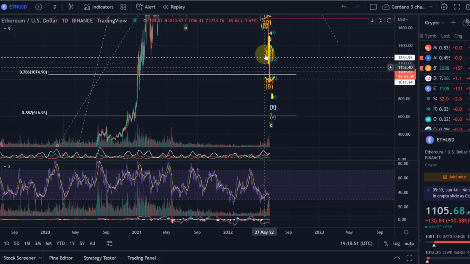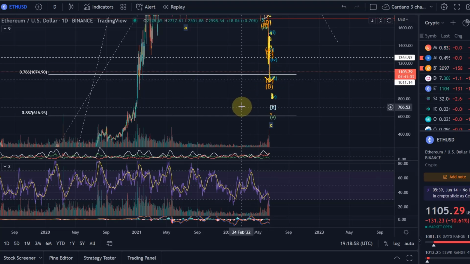But there are some Fibonacci extensions that also point to 800 to 900 as possible targets. So they are all valuable targets. We just need to be a bit open now.